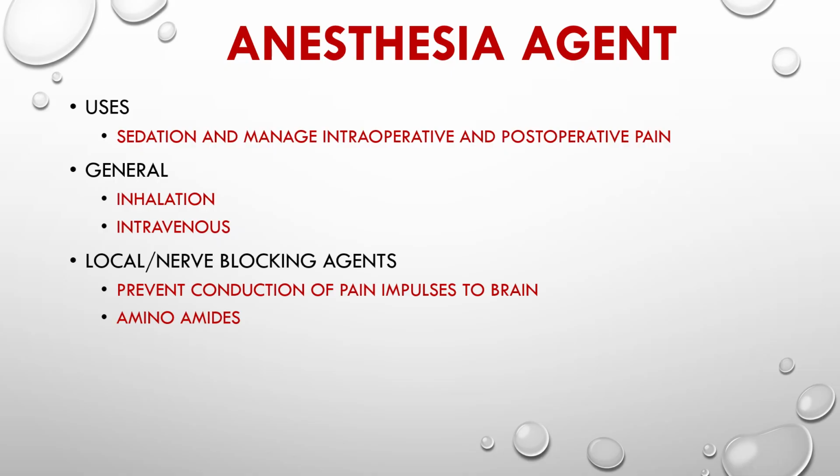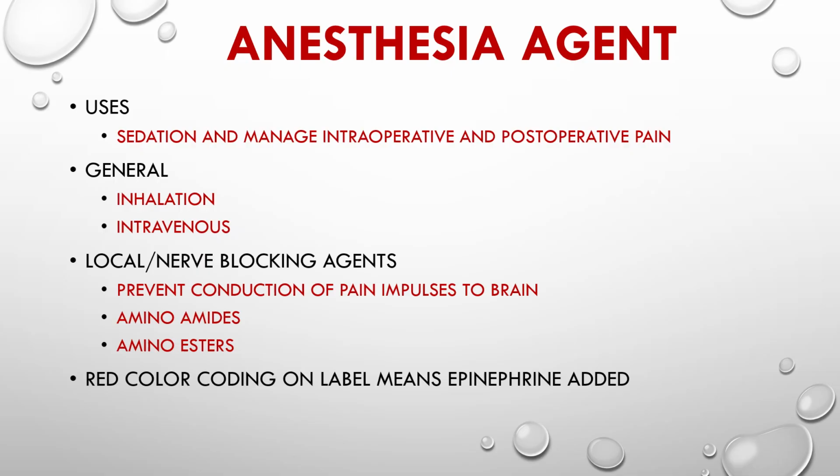All right, so there are a couple different types of these local anesthetics, amino amides and amino esters. And then also there is a red coloring that is often put on the label. That means that epinephrine has been added. And sometimes those without epinephrine are called plain. We will come back to epinephrine and the amino amides and esters. But again, the presence of the epinephrine is easy to identify by having that red labeling on it.